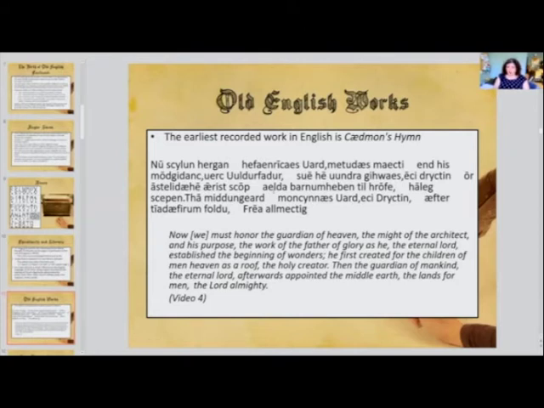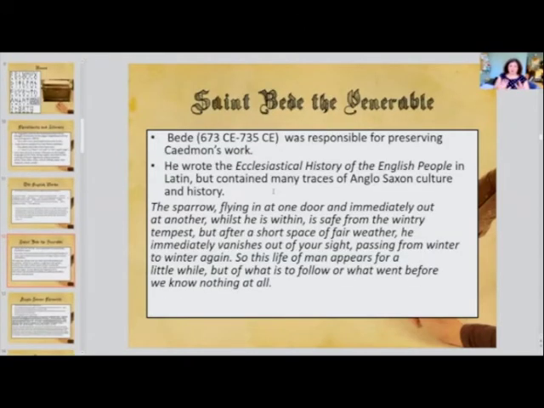Now, the reason that we know that happened, to some extent, could be biased, is we have St. Bede the Venerable. Bede came along in 673 CE. He lived until 735 CE. And he was responsible for preserving Cadman's work, as well as a lot of other early English works. He wrote a book called The Ecclesiastical History of the English People. It was written in Latin, but it had many traces of Anglo-Saxon culture and history, including preserving Cadman's hymn in the original Old English. This I wanted to share with you.